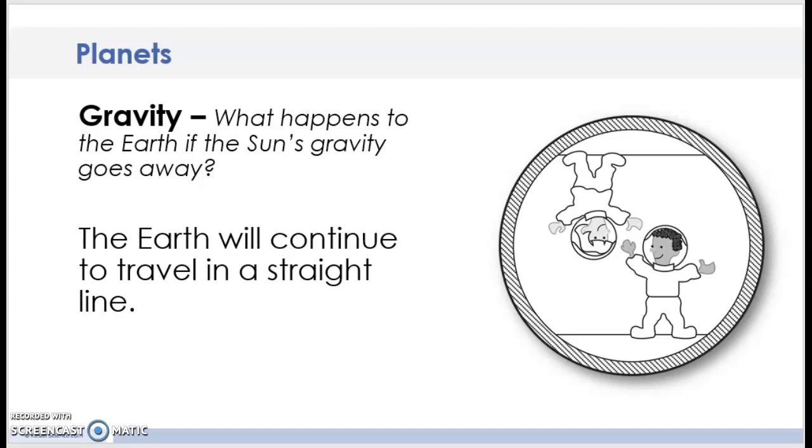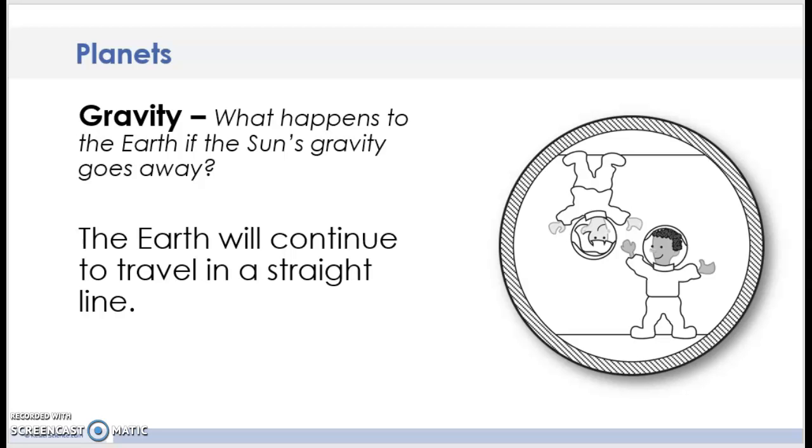But if we were to pass by something that had a larger mass than we did, we would get pulled in, just like the moon got pulled into us. Okay? And remember, the greater the mass, the greater the pull. So if we're going off in a straight line and something decided to pass by us that was a larger mass, we would get pulled in.